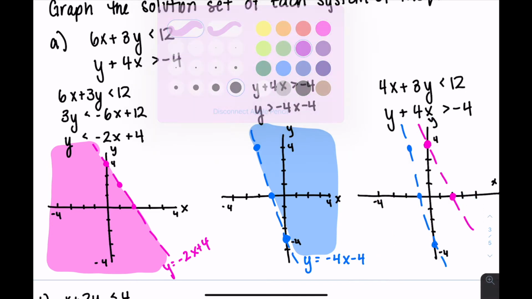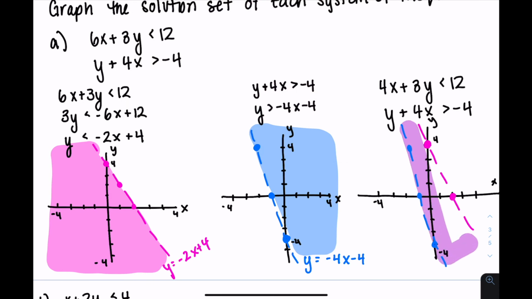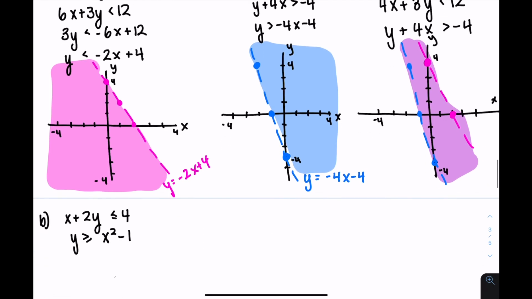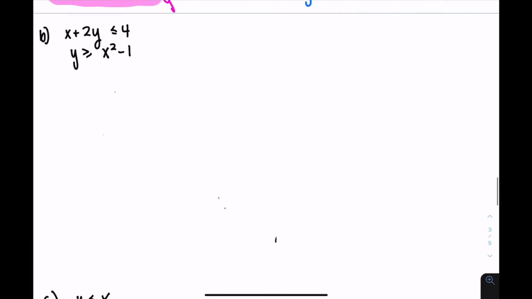So inside the shaded purple region, I'm going to have solutions to both inequalities. So the region inside of here is going to be our solution. Okay? So this is the process you're going to do every single time. Let's go ahead and try another one that involves a line, and it'll involve a parabola.